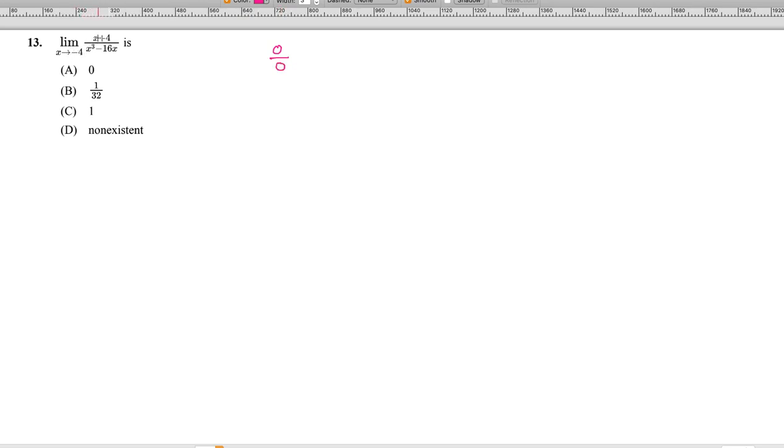As x approaches -4 on the top, you're getting closer and closer to 0. And as x approaches -4 on the bottom, -4 cubed is -64, and then minus 16 times -4 is going to be positive 64. So this is going to get closer and closer to 0 as well. That 0 over 0 case, and you see that this is a rational function where algebra might be able to be done. That kind of gives it away that you want to do algebra.